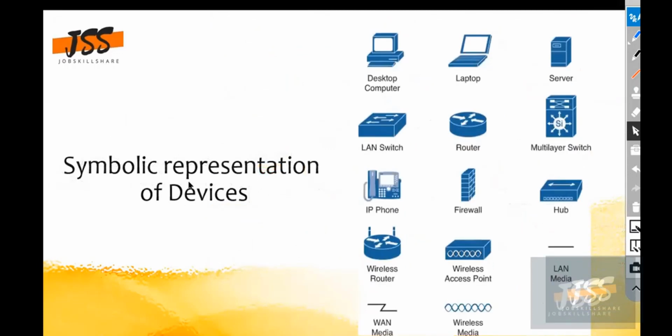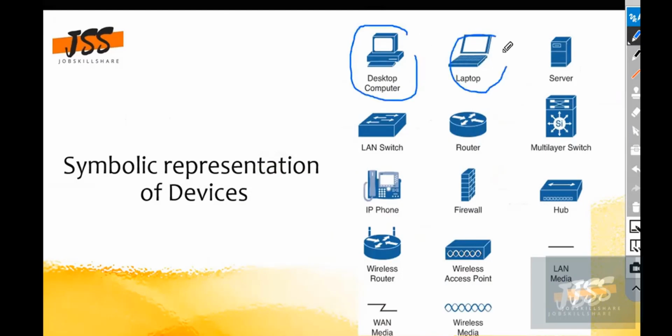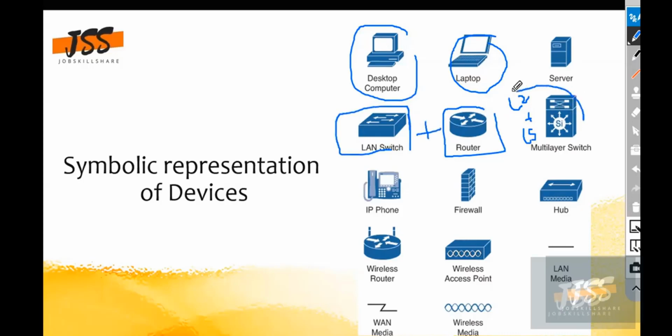These are just the symbolic representation of the devices. This is a desktop computer. We have a laptop that looks like this, and this is a server. These are the multi-layer switches we're going to discuss in CCNA, which have the capability of a layer 2 switch plus a layer 3 router. Otherwise, we have separate devices for routers and for switches, but if we combine these two, it becomes a multi-layer switch. These are also known as MLS. Then we have hubs, LAN media, wireless access points, firewalls, and these kinds of things. You should be familiar with them.